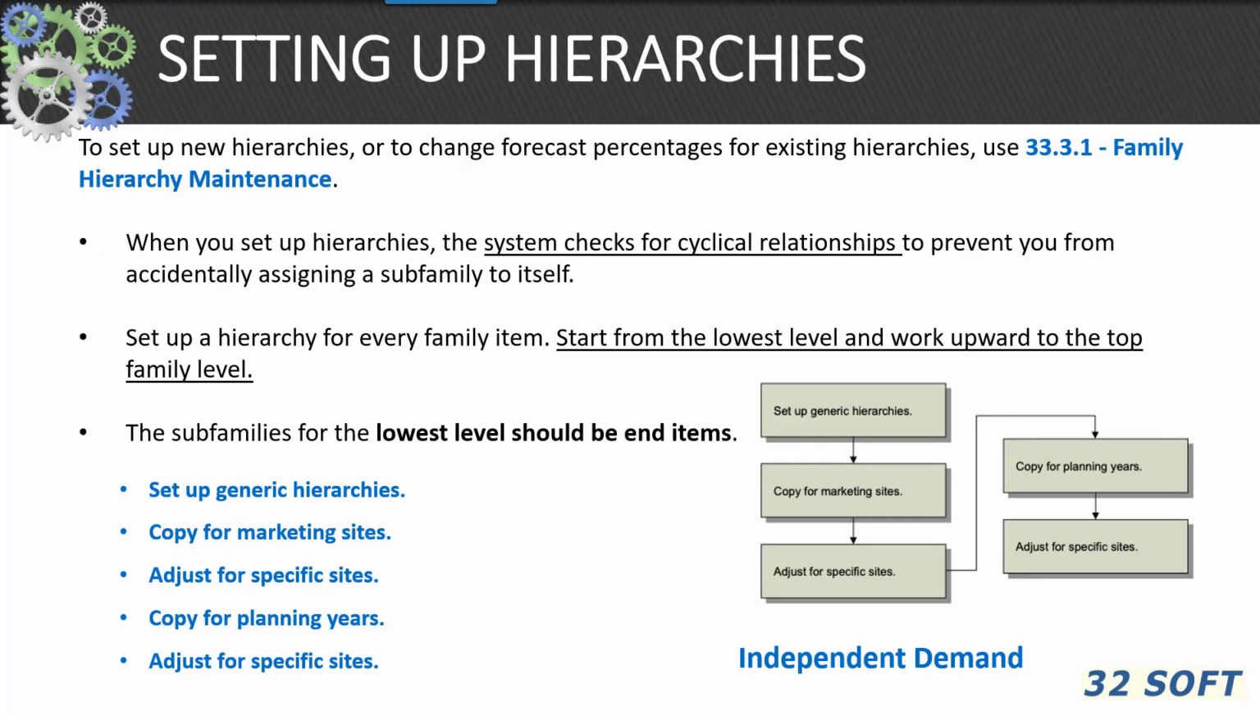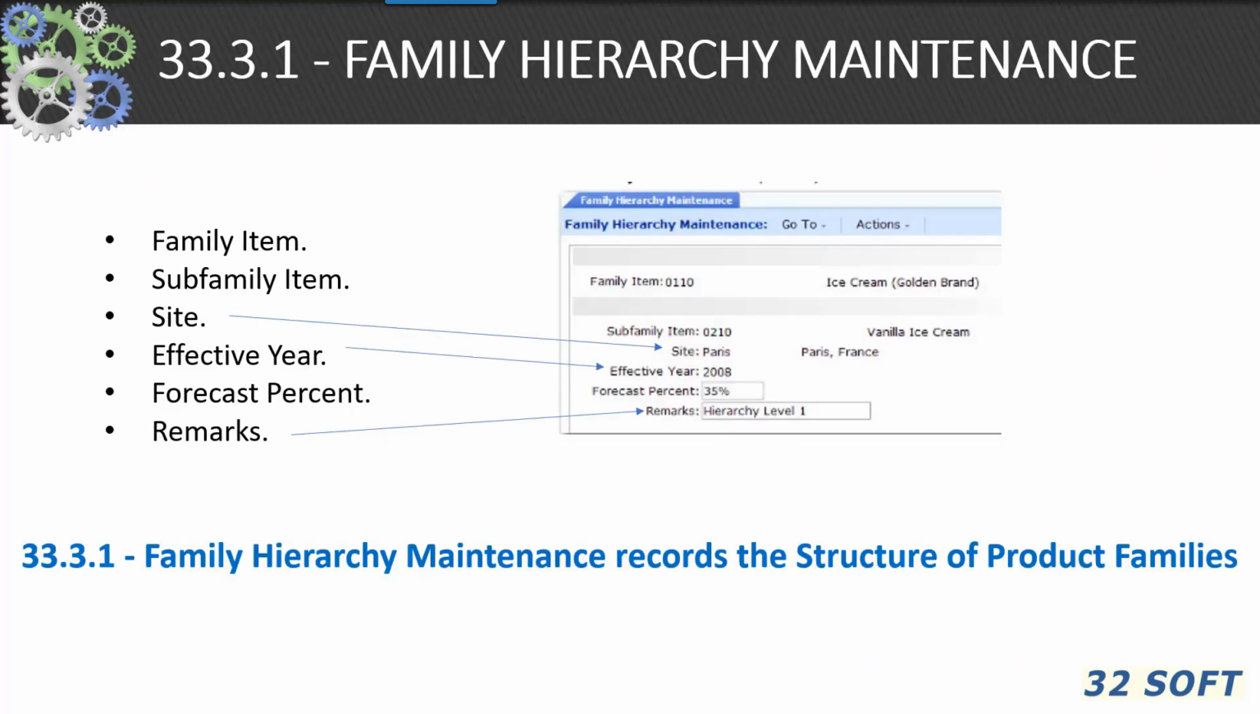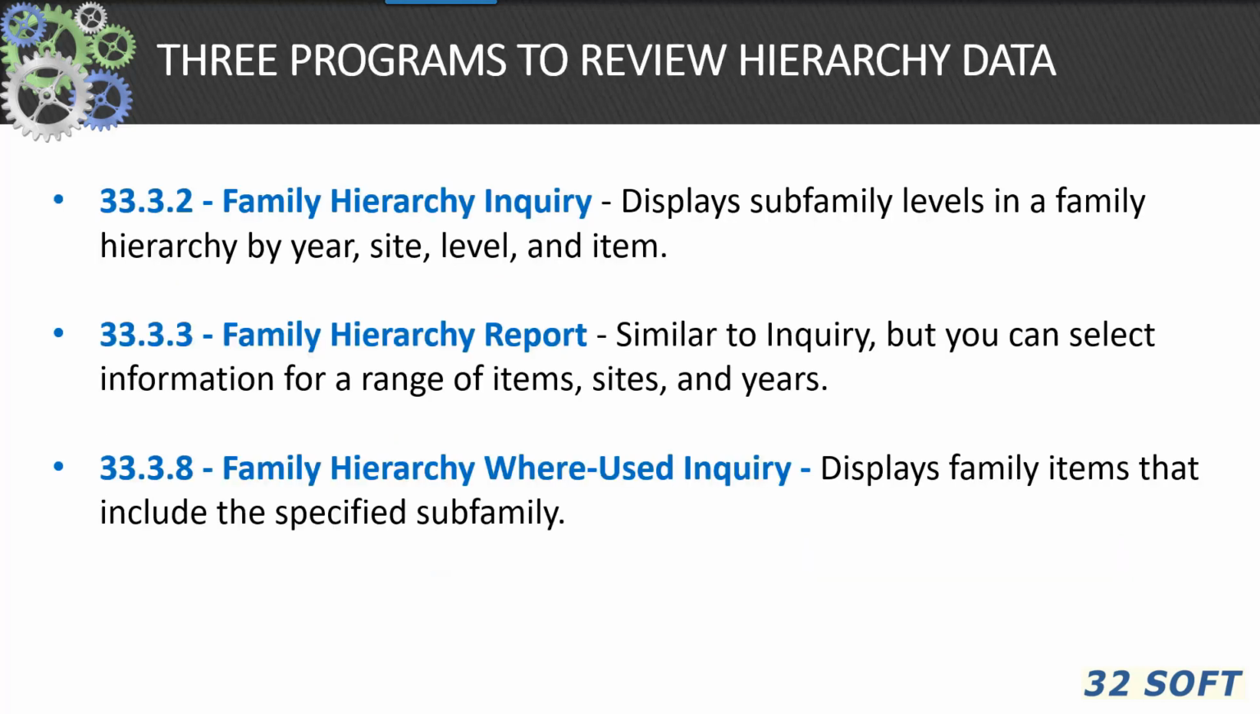To set up hierarchies, you use 33.3.1 family hierarchy maintenance, which checks for cyclical relationships. You should always start at the lowest level and work your way up to the highest level, and subfamilies for the lowest level should always be your end items. The 33.3.1 family hierarchy maintenance allows you to set up the family levels and sub levels, and then define the percentage of forecast of the sub level to the family.